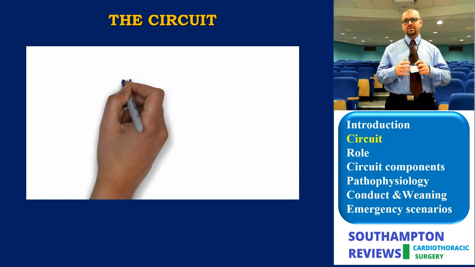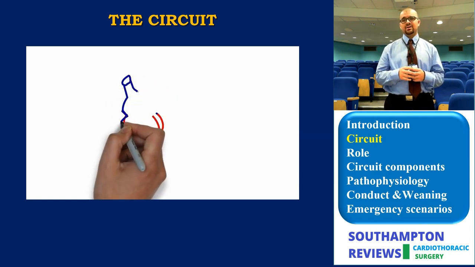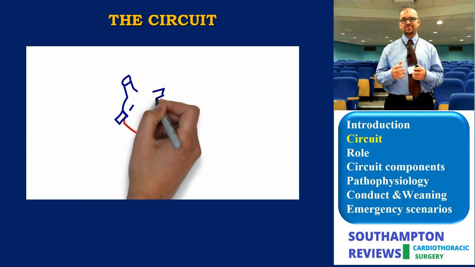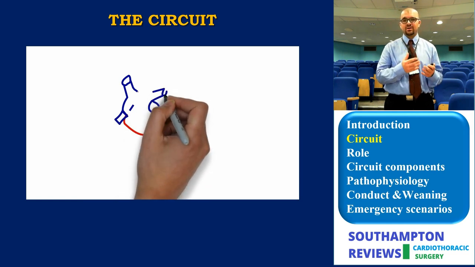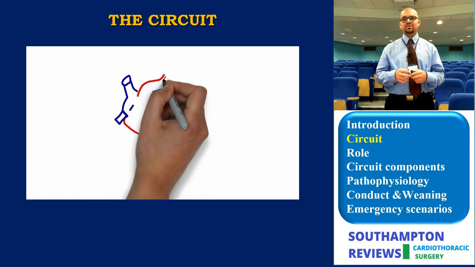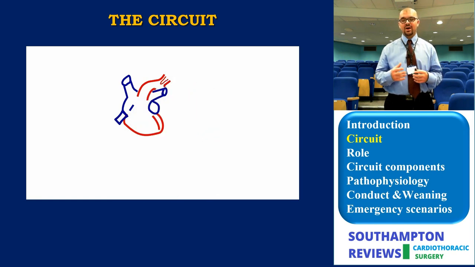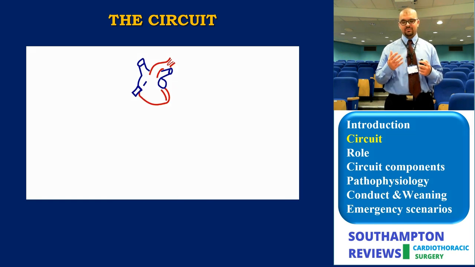So naturally speaking, the circuit will always start at the heart. Remember, cardiopulmonary bypass is basically bypassing the heart and the lung function in order to achieve a bloodless still field, to achieve an unhurried repair of the cardiac pathologies. So naturally speaking, the first step is emptying the heart.